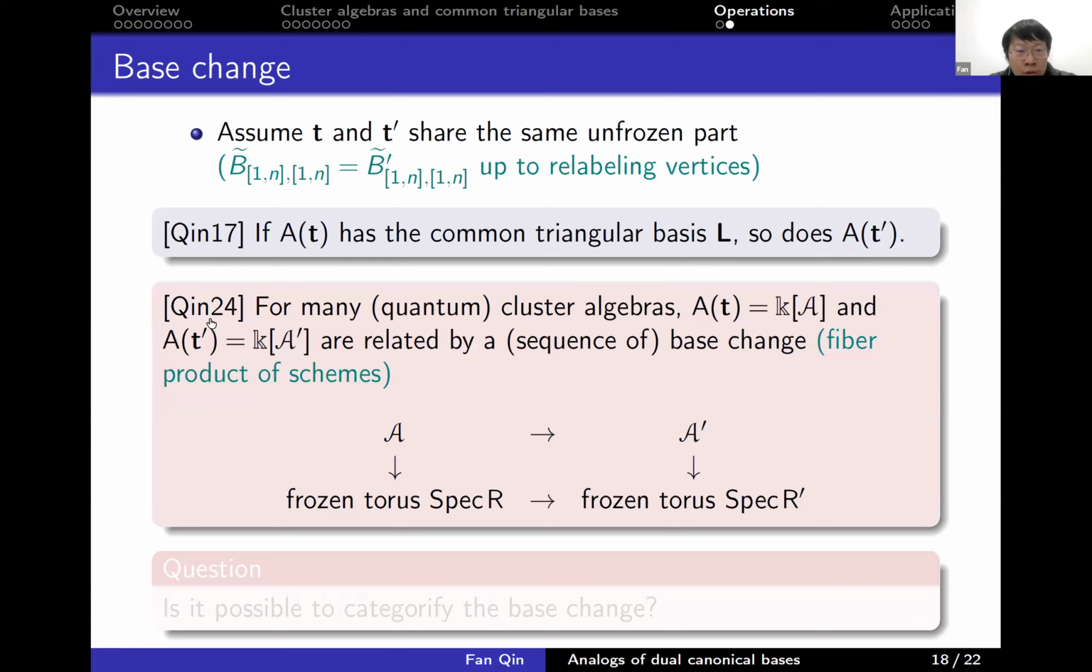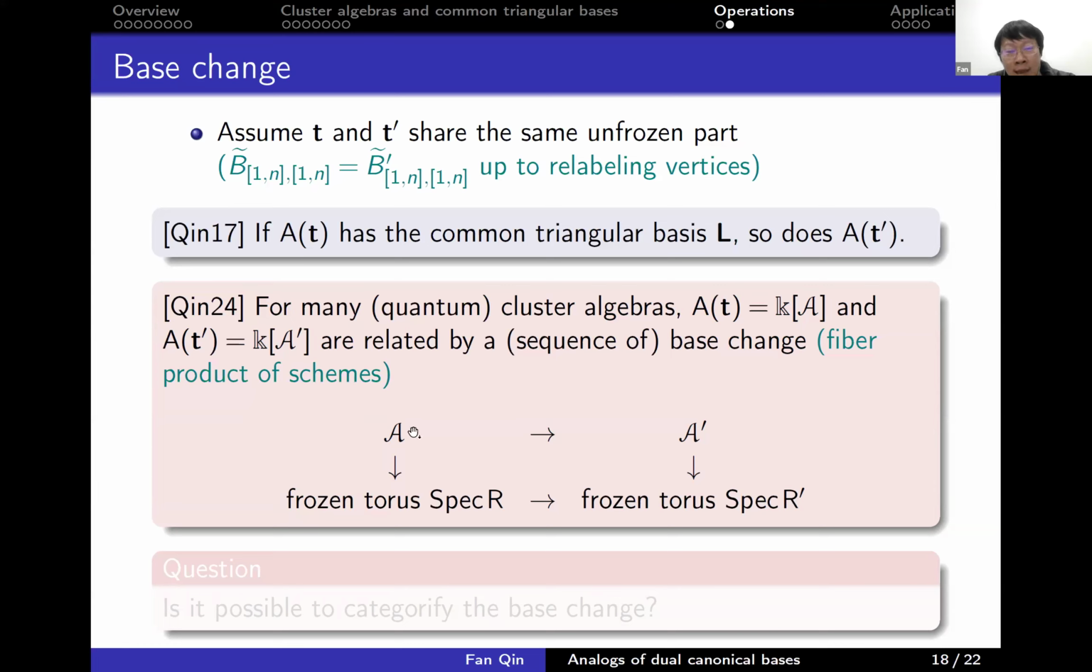So in this recent paper, for cluster algebras and quantum cluster algebras, if you consider this cluster algebra A_T as a ring of regular functions, or actually the ring of global sections of the structure sheaf for this scheme A here, and you have A_T prime, which is the coordinate ring of the A prime, then in terms of geometry, A and A prime are related by this kind of diagram, or a sequence of this kind of diagram, as follows.